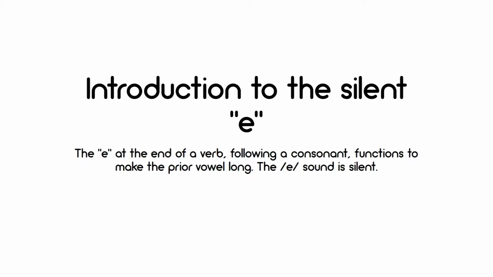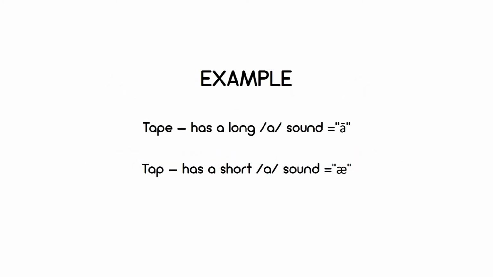If you've ever seen a verb like make, we don't say makey, we say make. The E only serves to make that prior A long. For example, let's use tape versus tap. Tape has a long A sound because it has the E at the end. Tap has a short A sound because there is no E at the end.